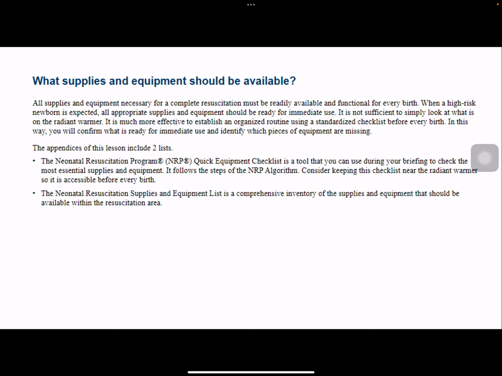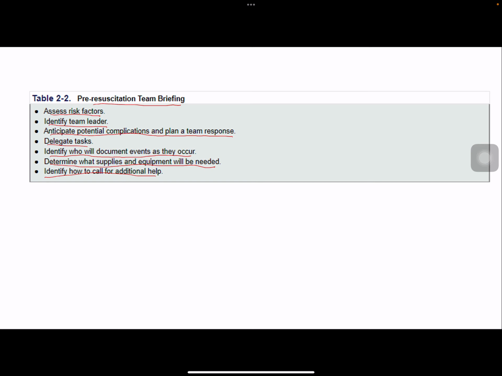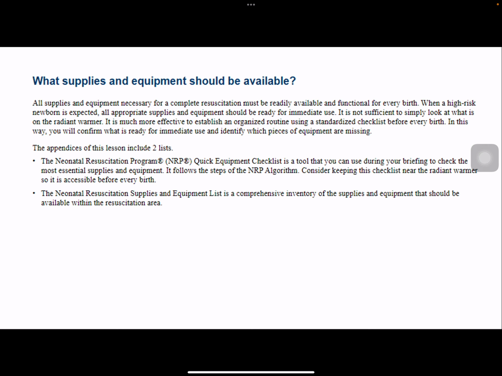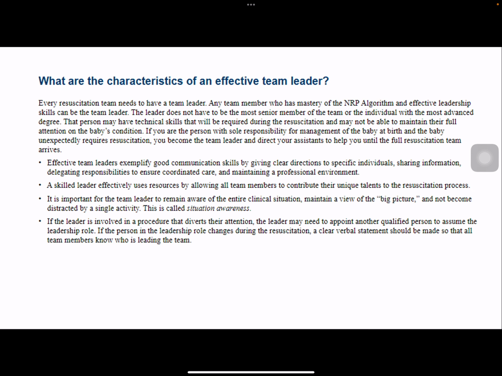If you are working, for example, in a hospital, you need to know what phone number you should call to get, for example, the consultant, or if it is an emergency, you need to call everyone. So you need to know these things. This depends on each hospital. So what supplies and equipment should be available? There is a checklist, and we'll go through all these things. So the characteristics of an effective team leader.